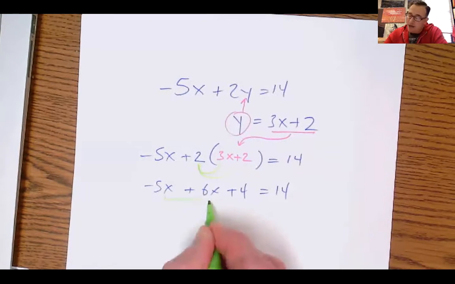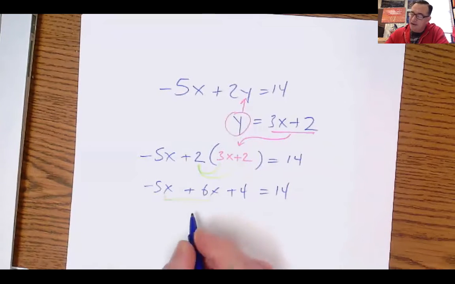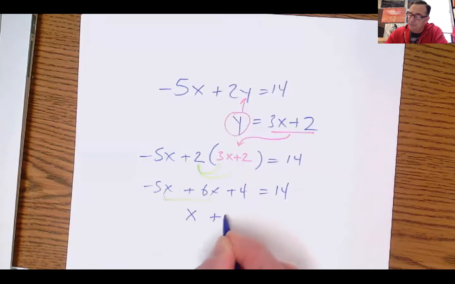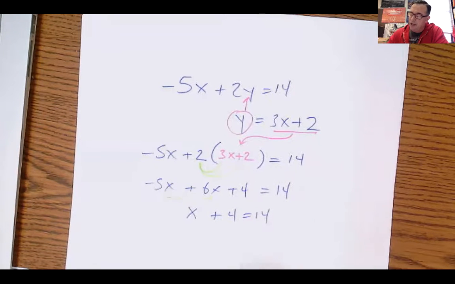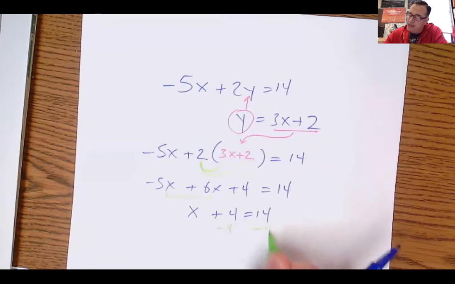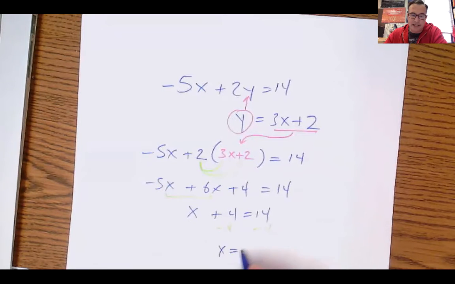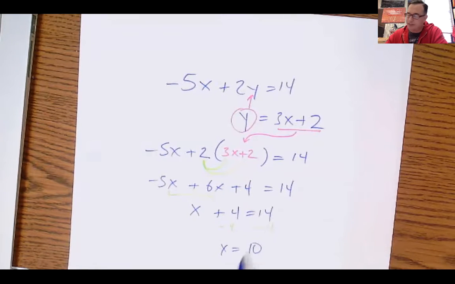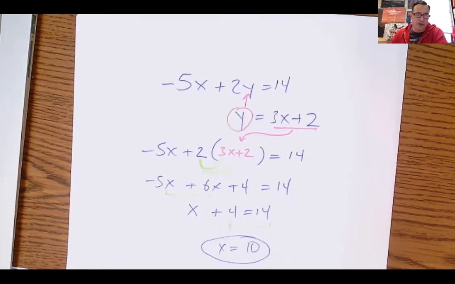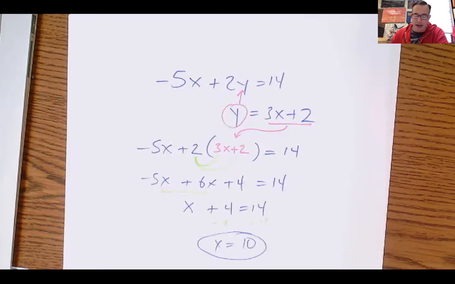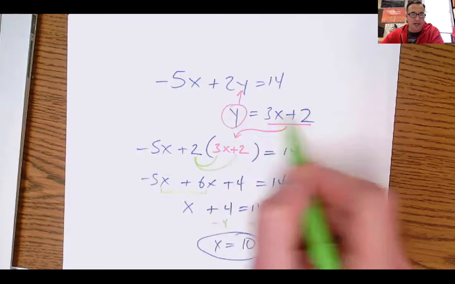So combine like terms here. Negative 5x and 6x is going to give us x plus 4 equals 14. If I subtract 4 from both sides, I'm going to get that x is equal to 10. All right, we're one step away from the answer because we have our x. Now I have to solve for my y. Great thing about the y, hey, look, we have a whole equation set equal to that y.